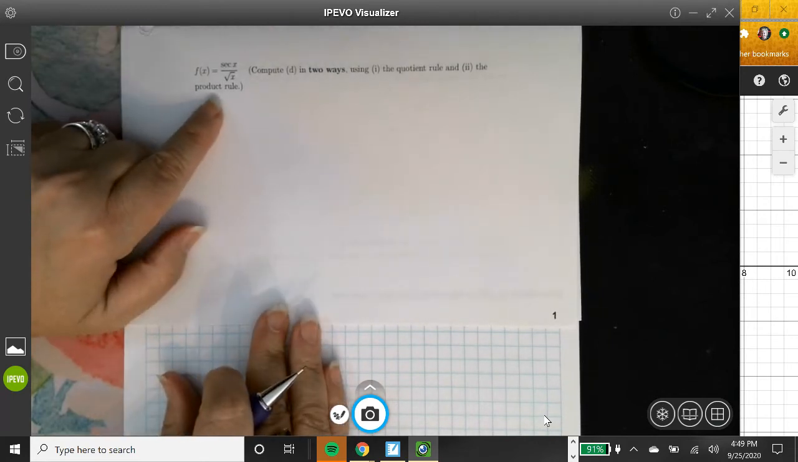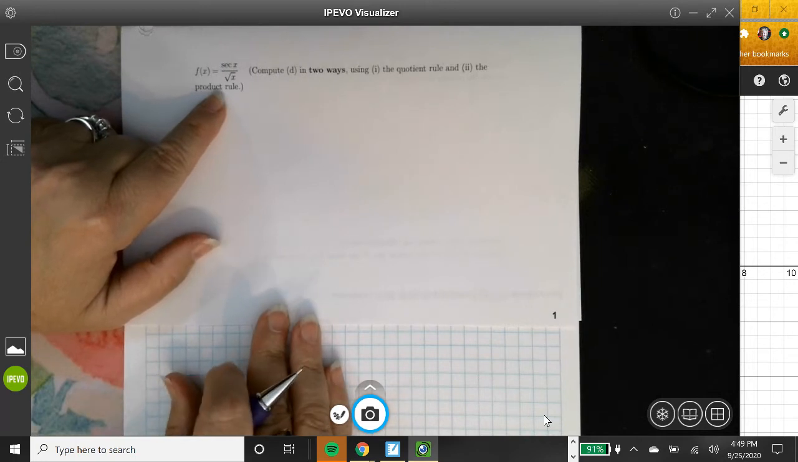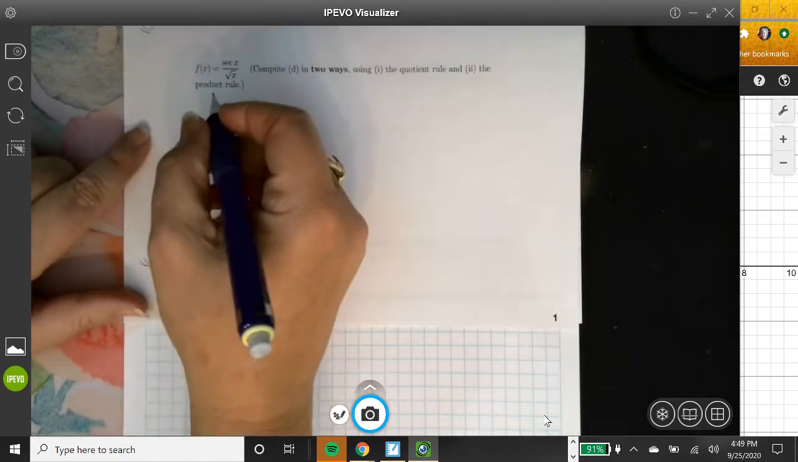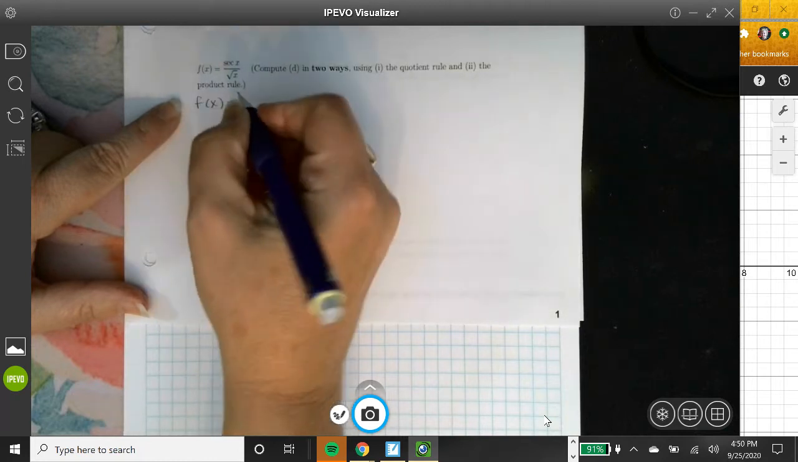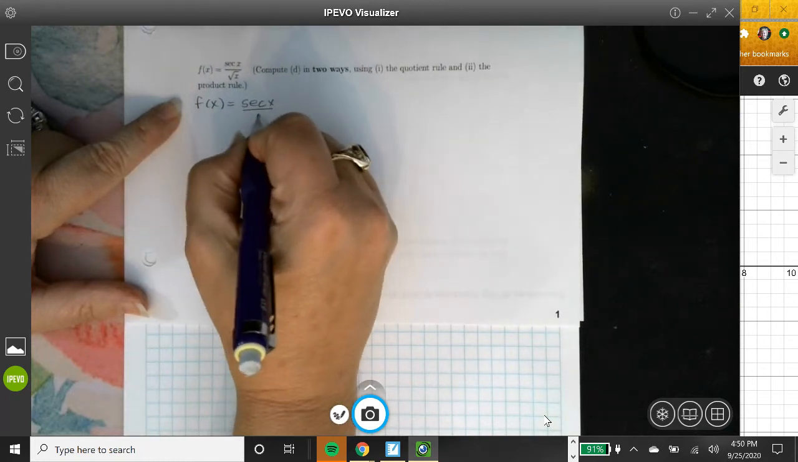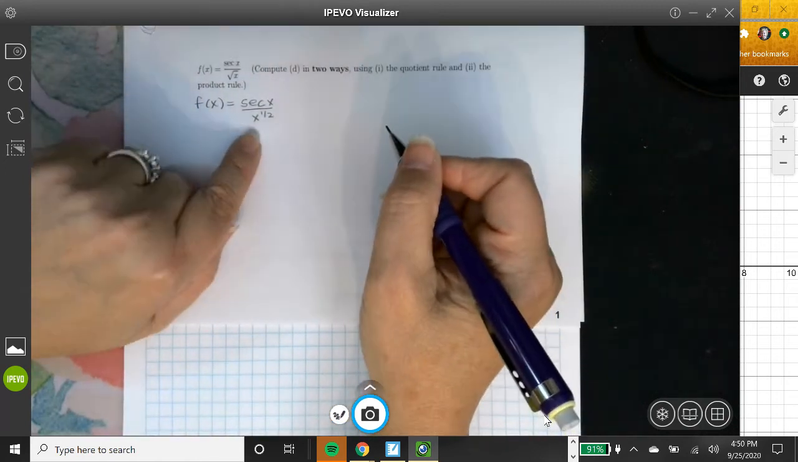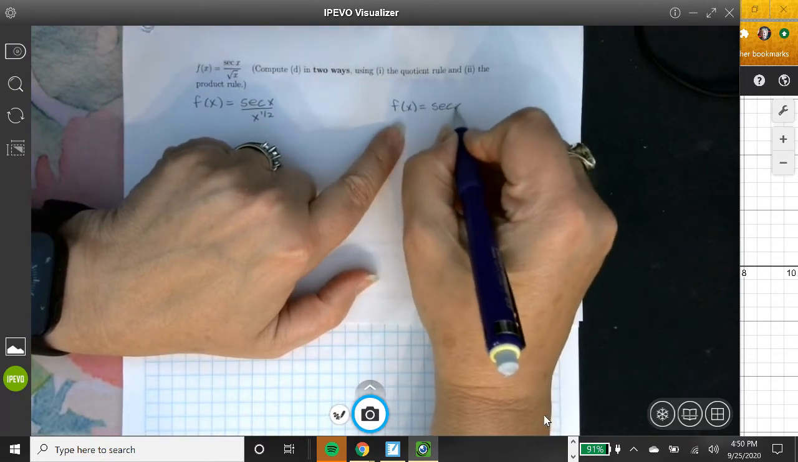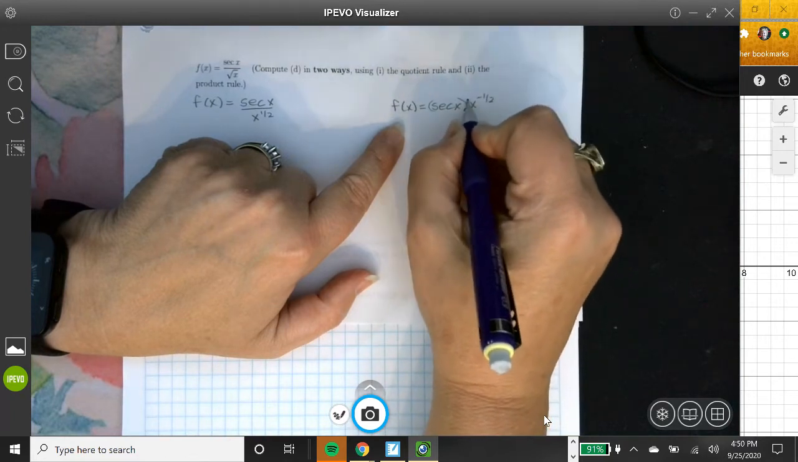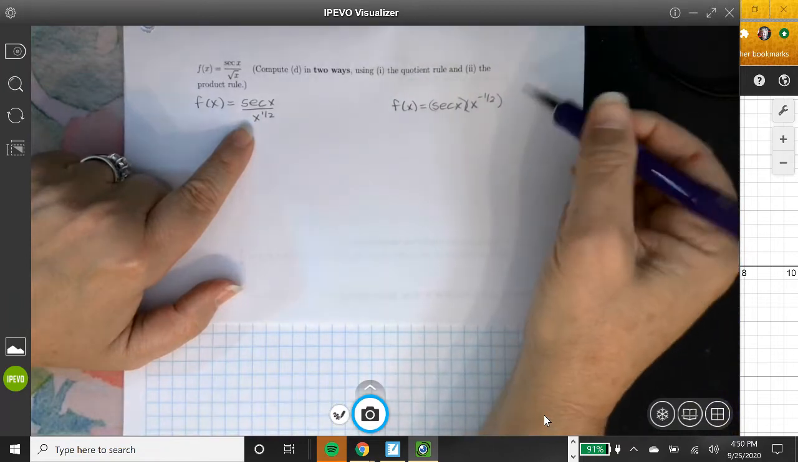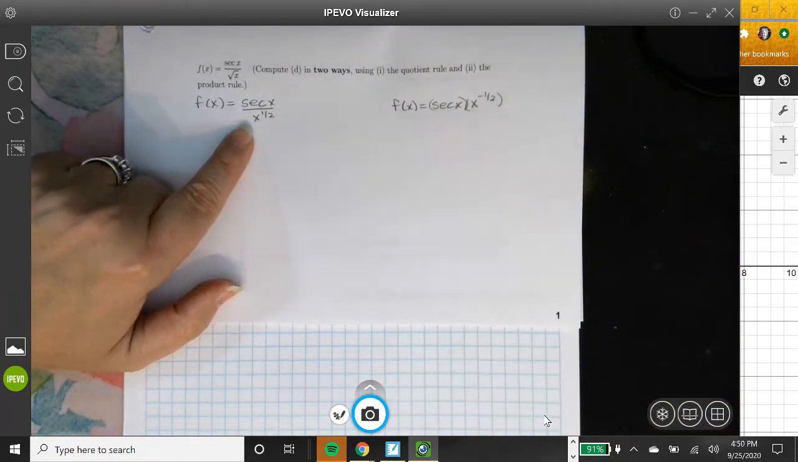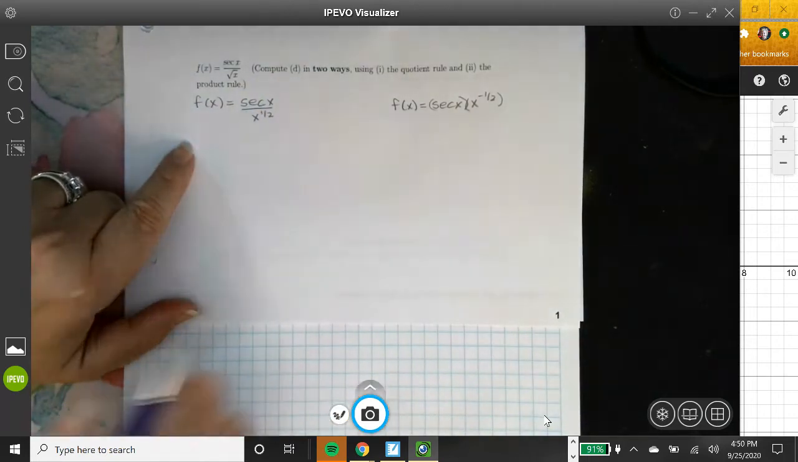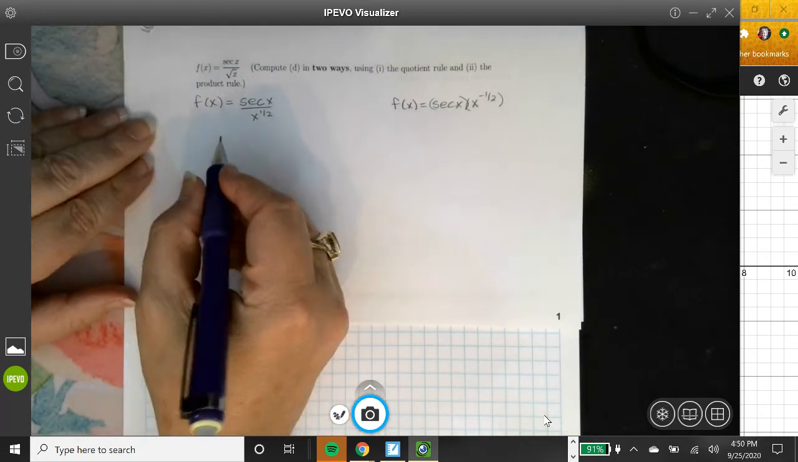If I'm given a function f of x equals secant x over root x, there are two ways that I can actually compute this derivative. I can use the quotient rule as it's written, or I can rewrite this as f of x equals secant x over x to the 1/2, changing the square root into its exponential form. Or you could say f of x is equal to secant x times x to the negative 1/2, where you move the power function from the denominator into the numerator with a negative exponent. We could use the product rule on this one and the quotient rule on the other, and we'll get the same results. Okay, so I'm going to do the quotient rule first.